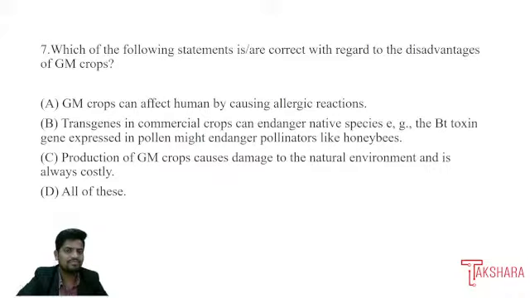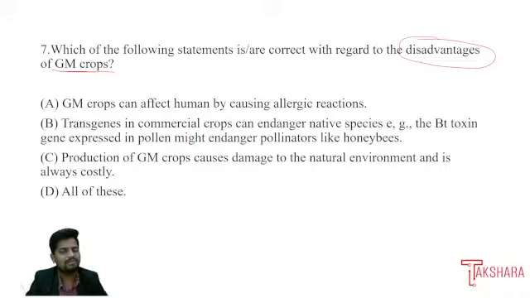The next question, number 7. Which of the following statements is correct with regard to the disadvantages of genetically modified crops? With the insertion of genes into a specific plant, we get different types of advantages: resistance, more yield, high nutrition, healthy plants, and resistance toward different pests and insects, disease-free plants. So there are many types of advantages related to genetically modified crops.